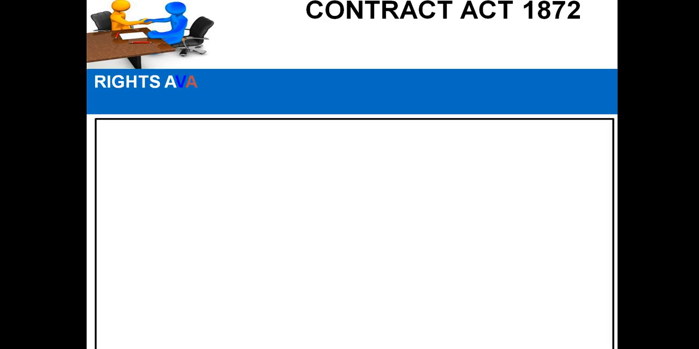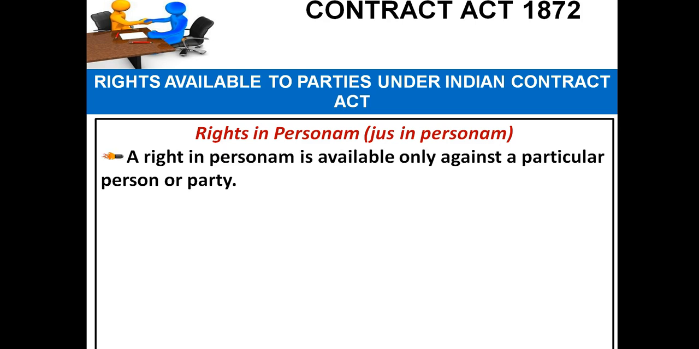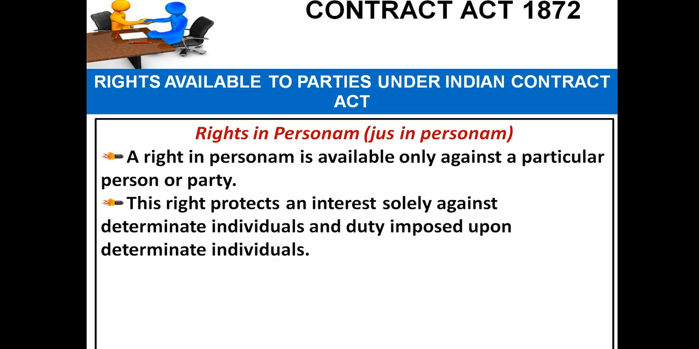Second right is rights in personam, or you can say jus in personam. This right is available only against a particular person or party. You can say this right protects an interest solely against determinate individuals, and a duty is imposed upon determinate individuals.